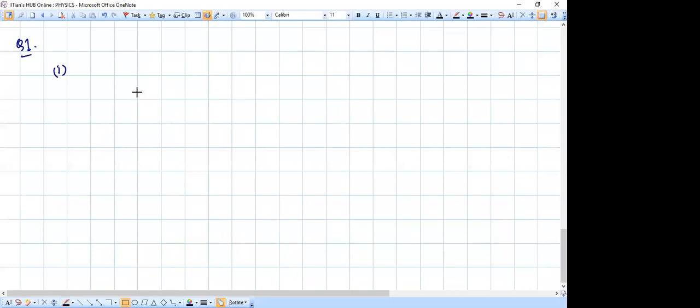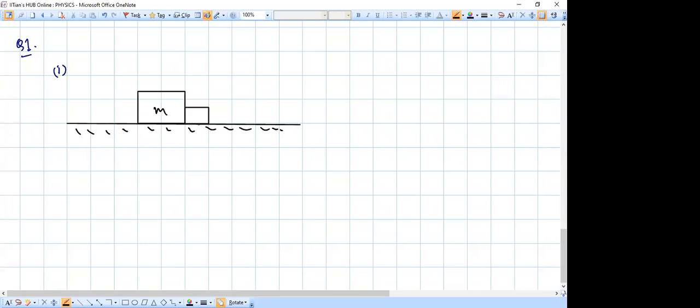So we have a combination of two blocks which are in contact, and they're both lying on a horizontal surface like this, which is smooth surface. Okay, it'll be quite some time before we come to rough surfaces. So all surfaces for us by default will be smooth. Now this one is of mass m, this one is of mass 3m in this case.